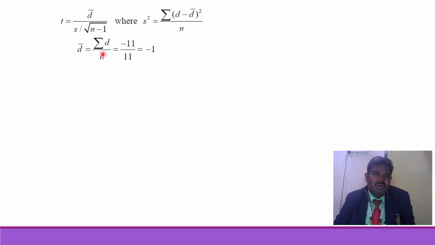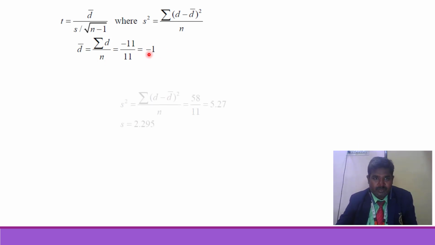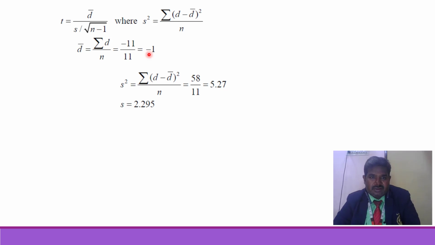So here we can apply the formula. T is equivalent to D bar divided by S by root of n minus 1, where S square is nothing but summation D minus D bar whole square by n, and D bar is nothing but summation D by n, that value is minus 1. So we can calculate S square. Summation D minus D bar whole square is 58 and n value is 11. We simplify this and get 5.27. Therefore S is 2.295.